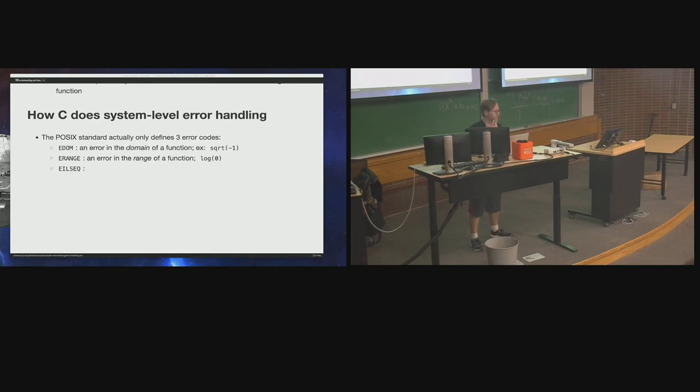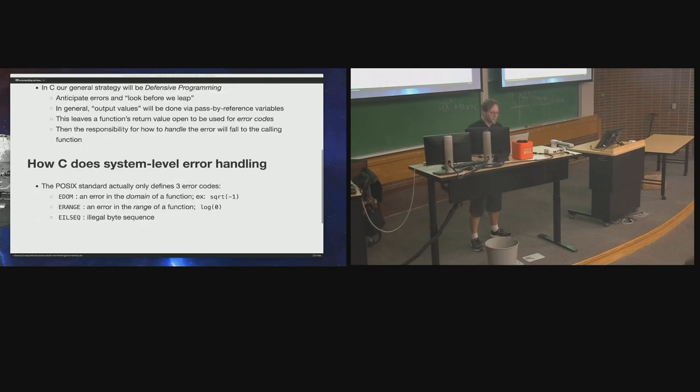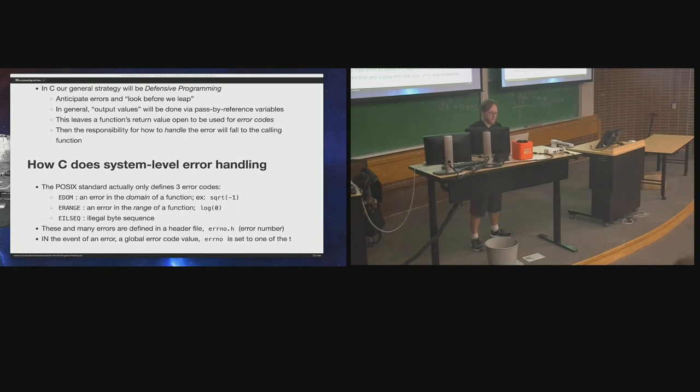You'll never actually see this unless you do systems level programming. This is an illegal byte sequence, right? So the way that this works is these and many more errors are defined in a header file named errno.h. Errno is short for error number, right? Common abbreviation of number is NO, right? And so basically what happens in the event of an error, a global error code value called, I believe, errno, is set to one of the three or more errors in the system.